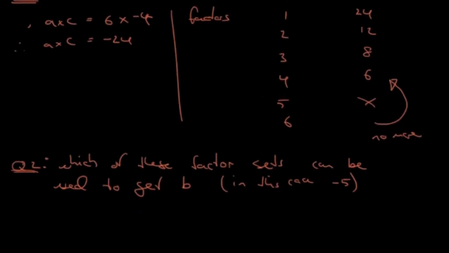So we basically need, and we know that one of them is going to be negative. So if we had negative 1 and 24, we'd have 23. If we had 1 and negative 24, we'd have negative 23. If we had negative 2 and 12, we'd have 10. If we had 2 and negative 12, we'd have negative 10. If we had negative 3 and 8, we'd have 5. If we had 3 and negative 8, we'd have negative 5. So that's this one. Bang.